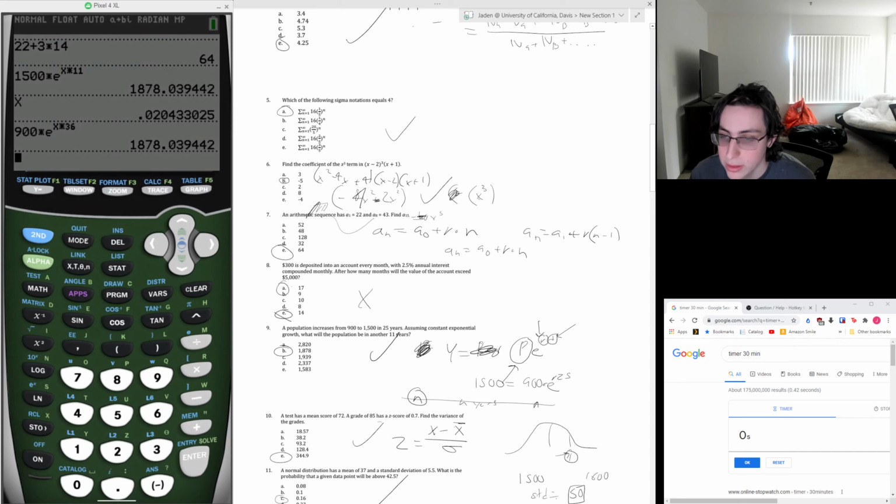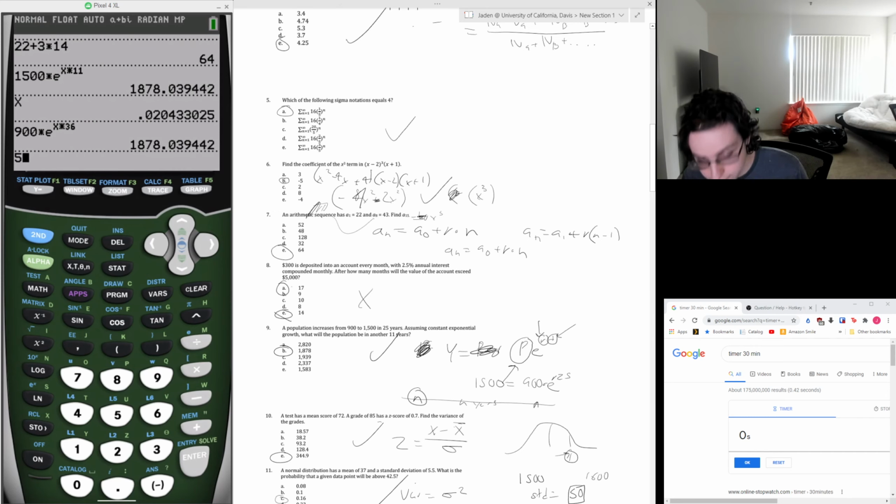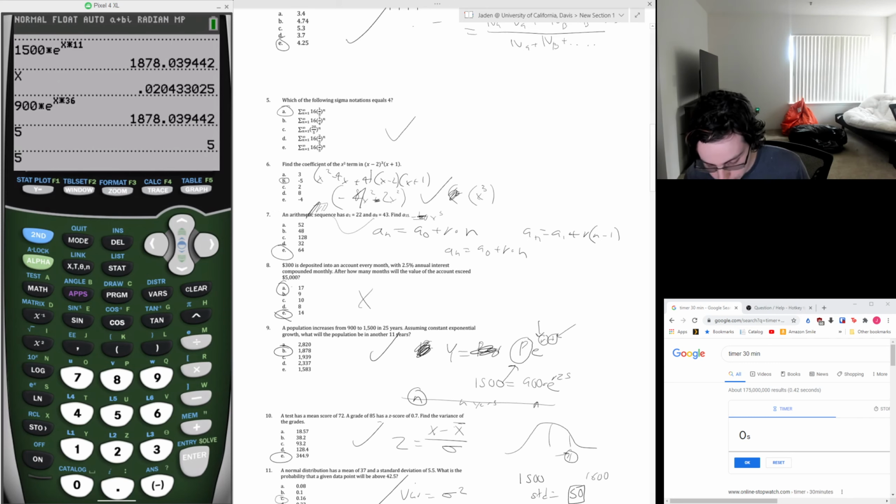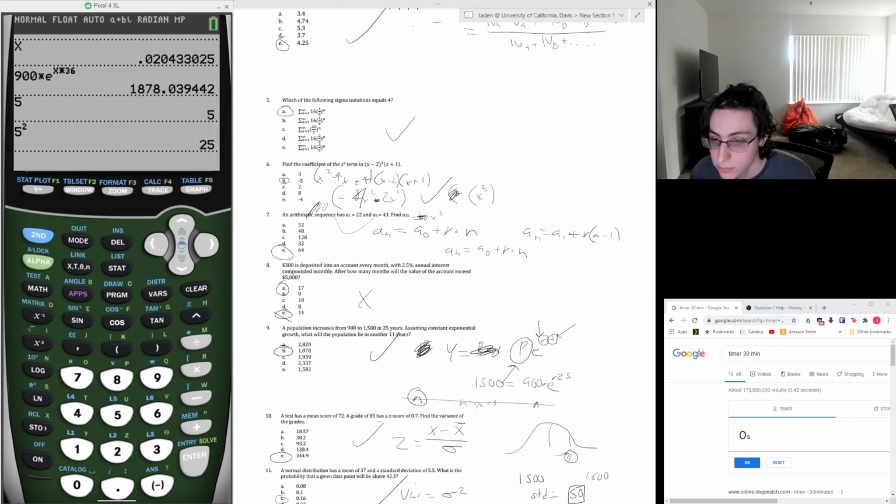What they actually give us here is the z-score, but they want us to find the variance of the grades. A very important thing you really need to have memorized, burned into your brain by the time you're taking the test, is that variance equals standard deviation squared. So if you have a standard deviation of 5, the variance is 25. If you have a variance of 36, the standard deviation is 6.